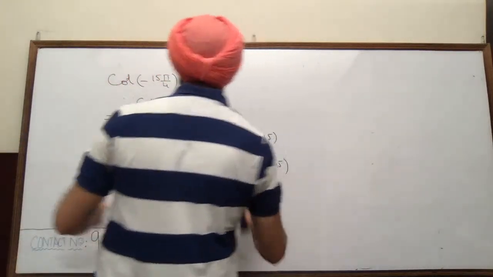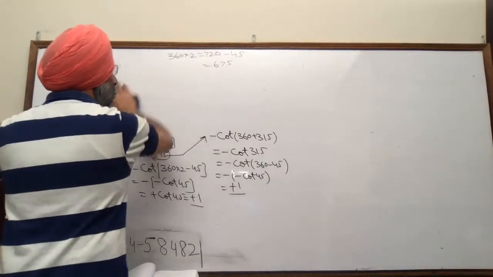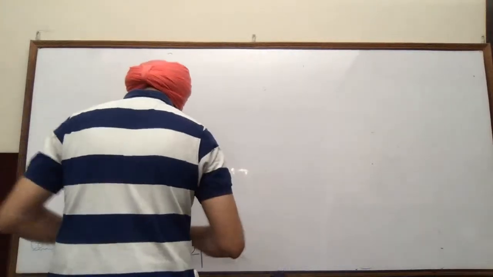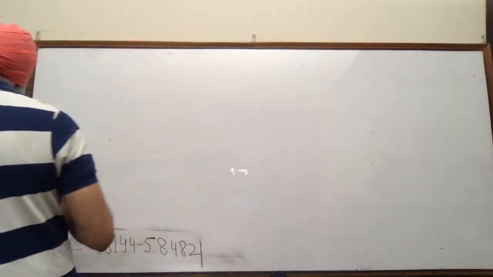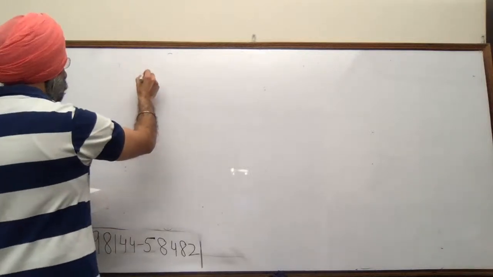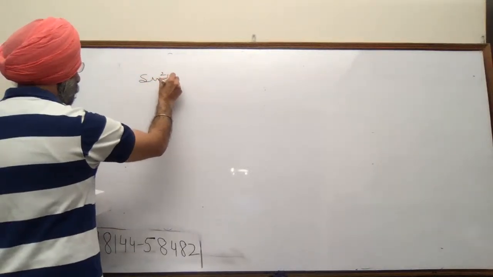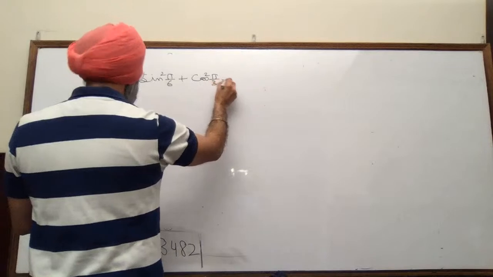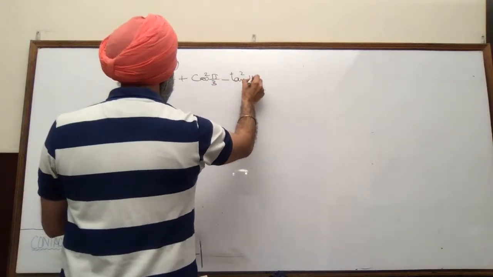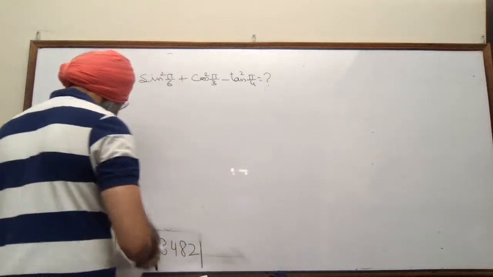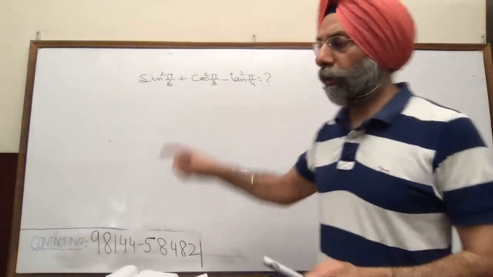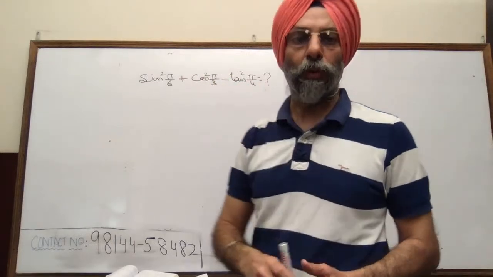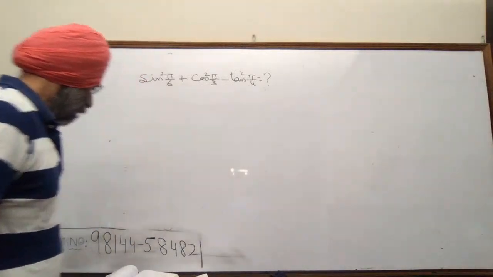Now next question to all the students. Next is, beta, sine square pi by 6 plus cos square pi by 3 minus tan square pi by 4. Tell me what is the answer. So what is the value of sine square pi by 6 plus cos square pi by 3 minus tan square pi by 4? All of you find out the value of this. Find it.